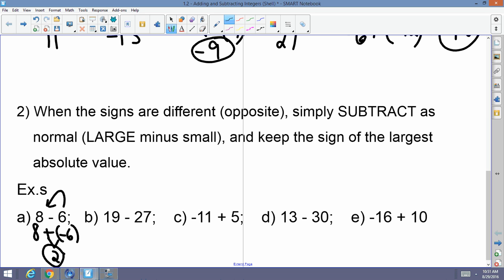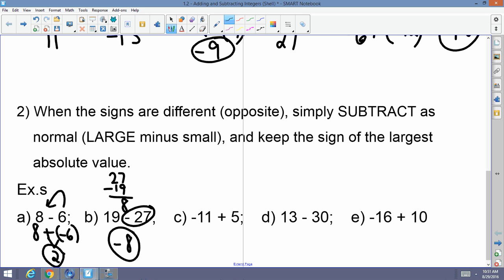19 minus 27. Well, 19 is positive. 27 is negative. So I'm going to subtract as normal. 27 minus 19 is 8. But I have more negatives than positives. I have a larger absolute value for the negative 27. So I've got negative 8 as my answer. You subtract as normal and keep the sign of the largest absolute value.